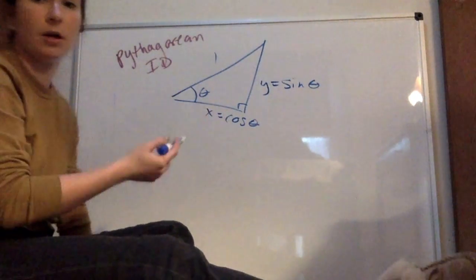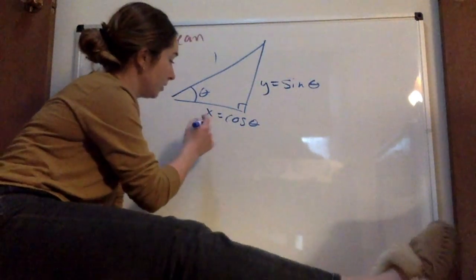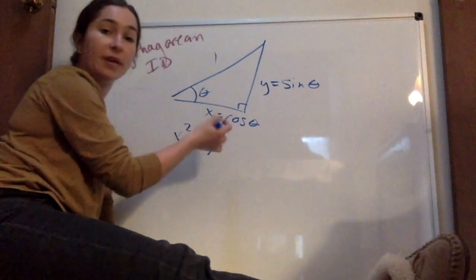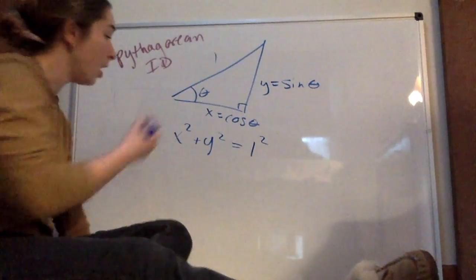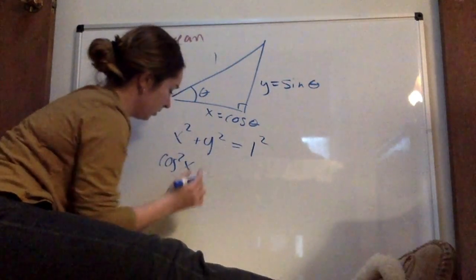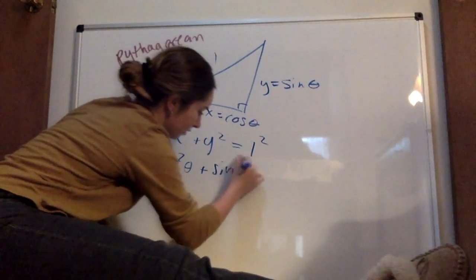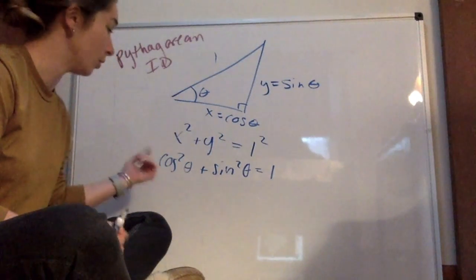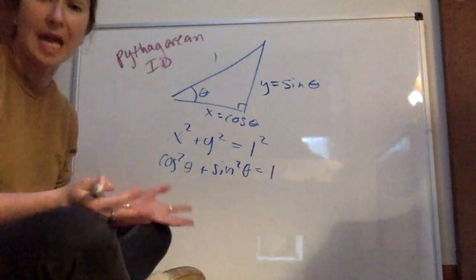So we can relate sine and cosine through this triangle and say that our x squared plus our y squared, one leg of our triangle plus our other leg of our triangle equals our hypotenuse squared, otherwise known as cosine squared plus sine squared equals 1. Cool, so cosine squared plus sine squared equals 1. 1 squared is just 1. That is the main Pythagorean identity.